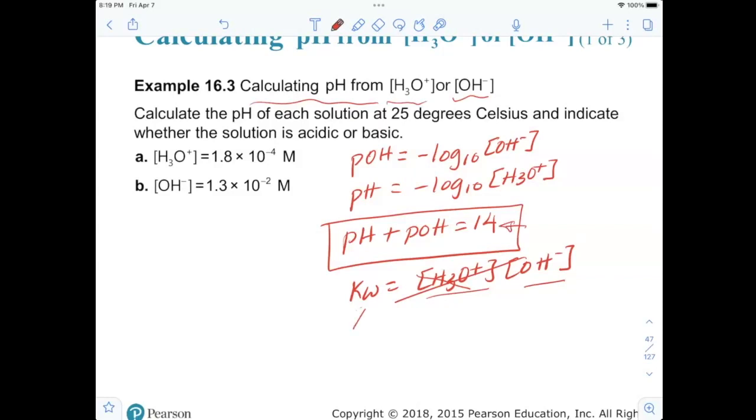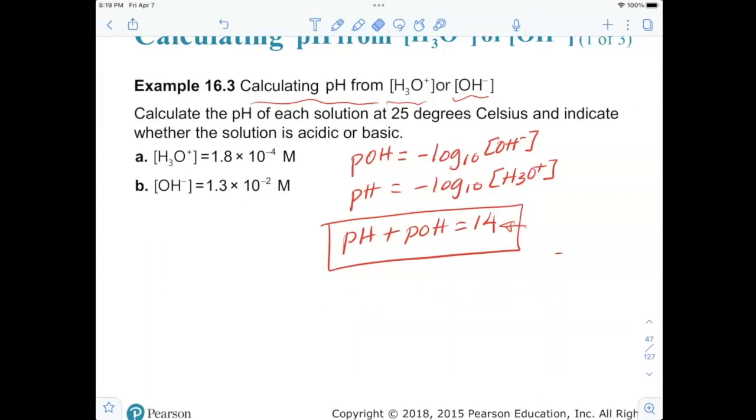This is essentially when you take the negative log of the formula, you get this. So this is actually derived from that. Anyway, moving on. Let me go ahead and use these three formulas to solve the problem they're asking for.